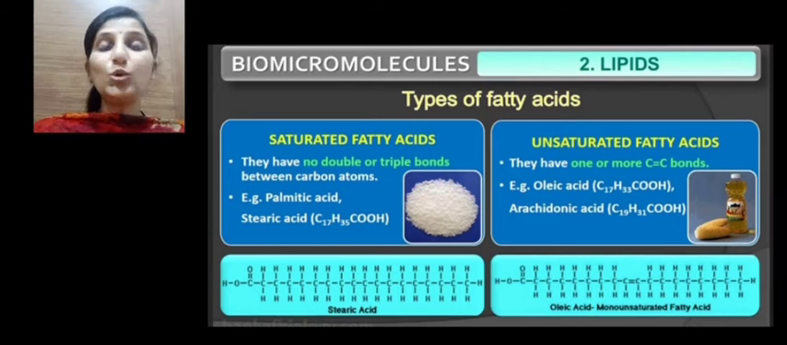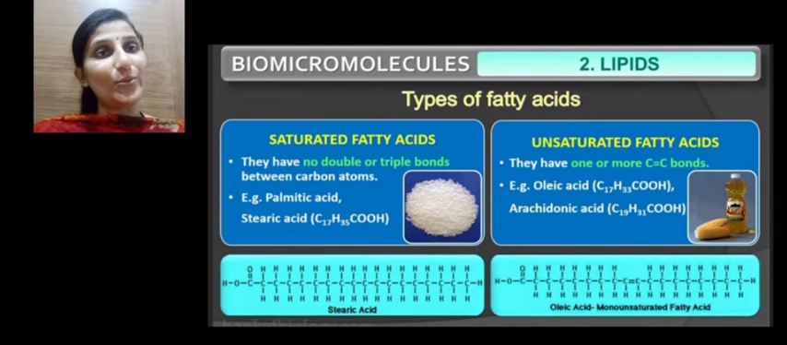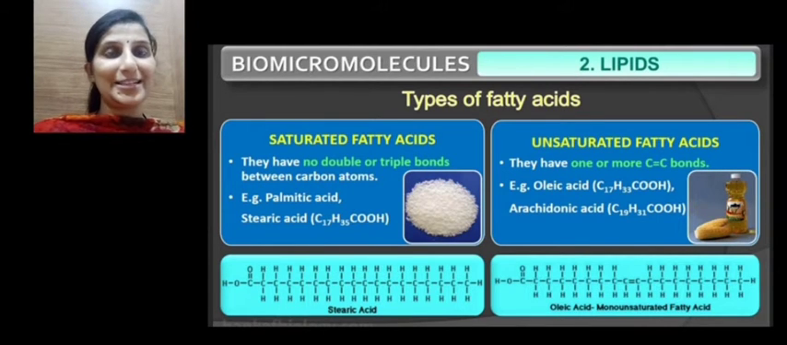There are two types of fatty acids. They can be saturated or unsaturated fatty acids. What is the difference between them? Those fatty acids which do not have double or triple bonds between the carbon atoms in the hydrocarbon chain are called saturated fatty acids. For example, palmitic acid and stearic acid.